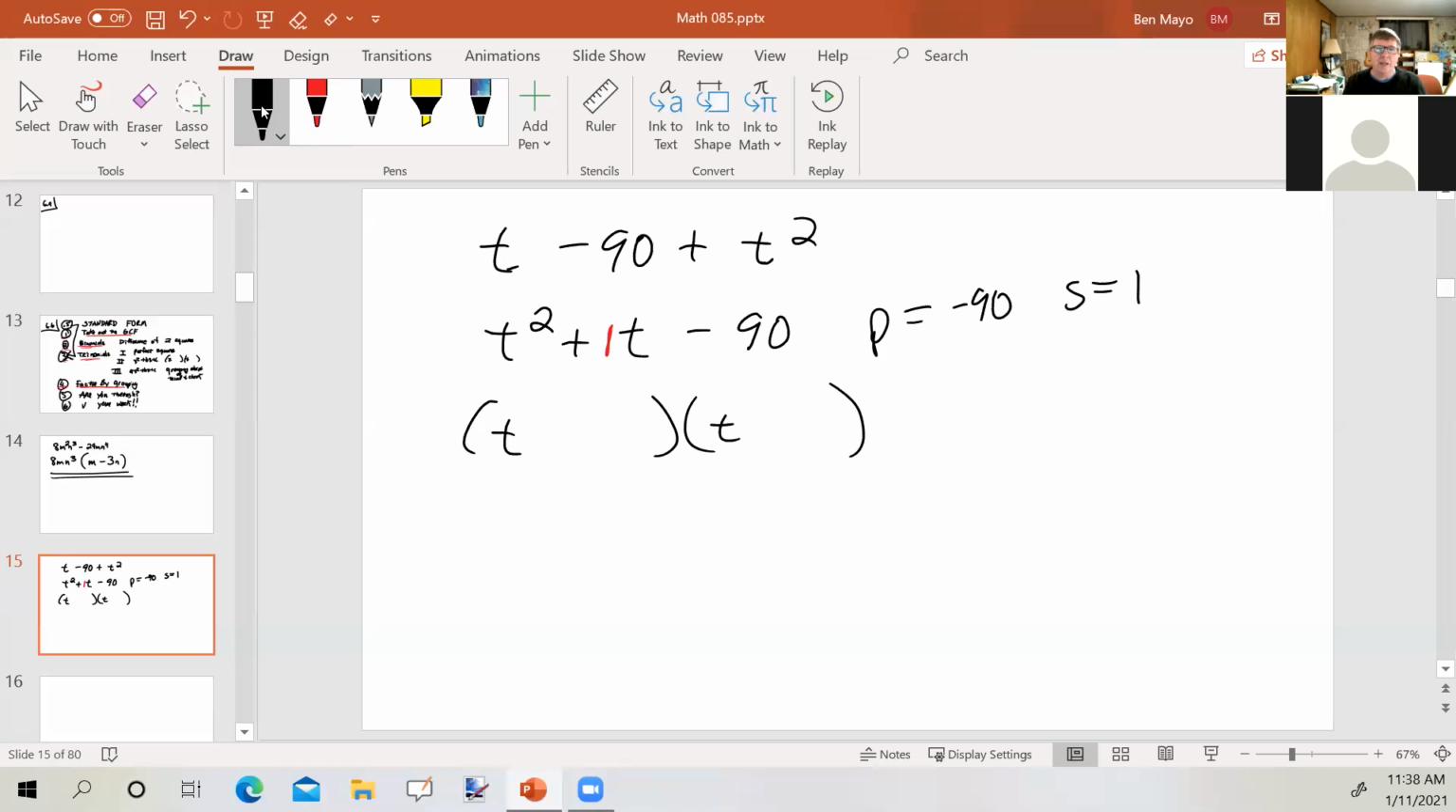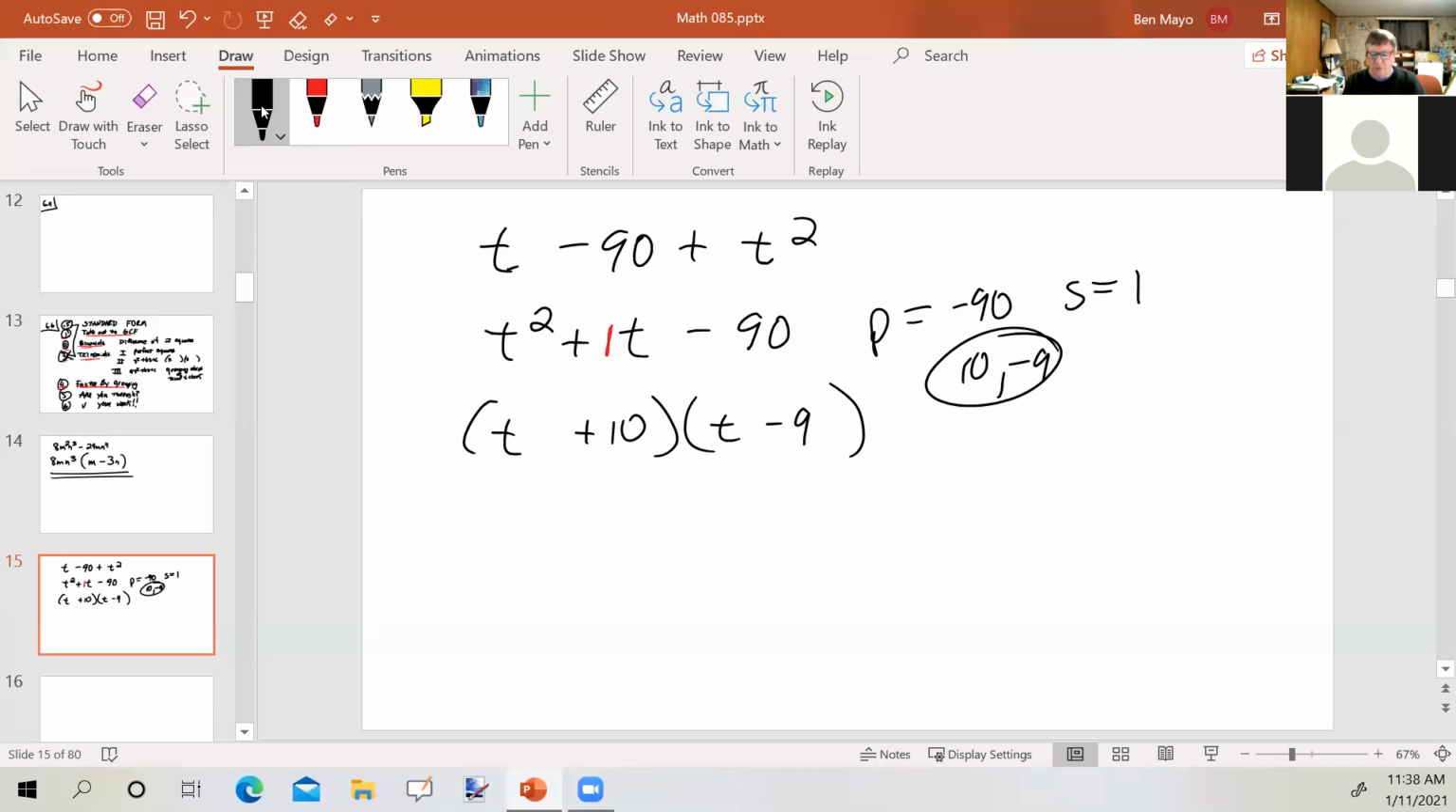Since the product is negative, we have to have a positive and a negative. Since the sum is positive, the positive has to be slightly larger than the negative. So how about 10 and negative 9? So plus 10 minus 9.